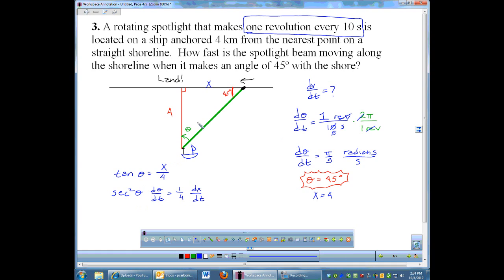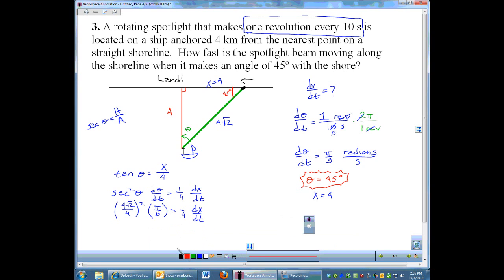Secant, to get secant, what did we say secant was? I know cosine is adjacent over hypotenuse, so secant is hypotenuse over adjacent. The hypotenuse, we can figure that out because we know that x is also 4. Hypotenuse is going to end up being 4 square root of 2. So hypotenuse over the adjacent side is going to be 4 root 2 over 4. We're going to square that. D theta dt we figured out was pi over 5 equals 1/4 dx dt. And we can solve that equation for dx dt, and we'll be done.